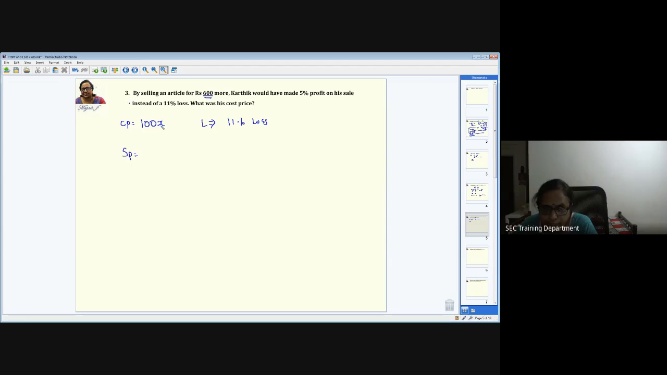Cost price is 100x. Loss is 11 percent, so you have to subtract how much? 11 percent of 100x from 100x. So what is that? 89x. So you will be selling it for 89x because it is a loss. The selling price has to be lesser than the cost price. It is lesser by 11 percent, and 11 percent of 100x is nothing but 11x, and subtract that 11x from 100x, you will get 89x. Is that clear? Any doubt in this?